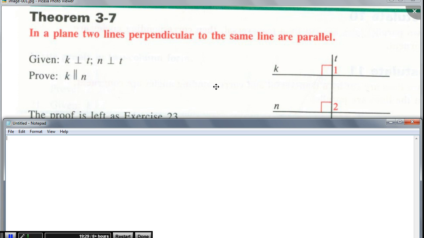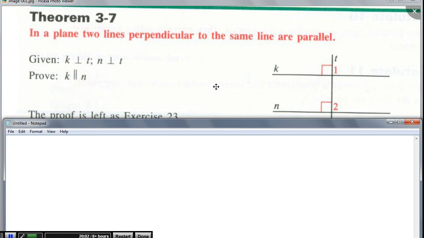All right, so what would you do to prove this? The first step, of course, will be write down the given, right? Right there. K is perpendicular to T, N is perpendicular to T. What do you think my second step will be? Anybody? Samantha? Measurement of angle 1 equals 90 and measurement of angle 2 equals 90. Exactly. By the definition of? Perpendicular line. Very good. Measurement of angle 1 would be 90. Measurement angle 2 is equal to 90 by definition of perpendicular line.